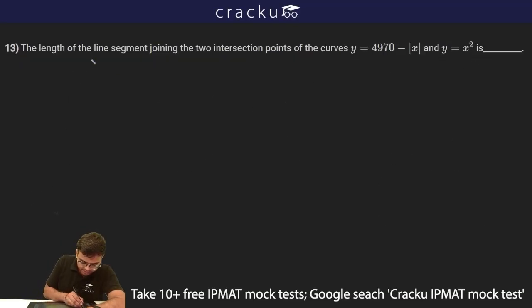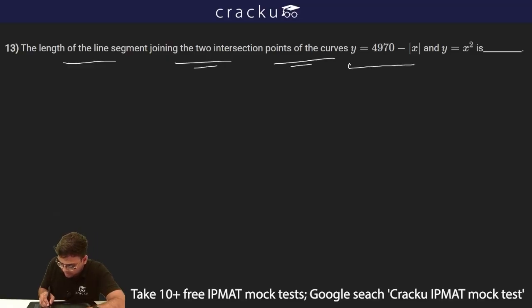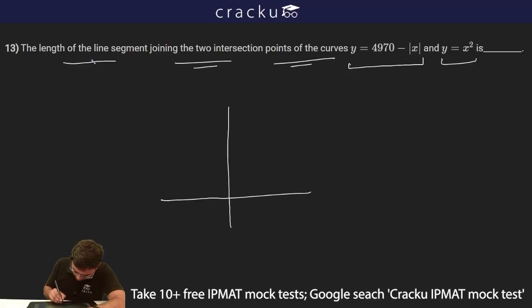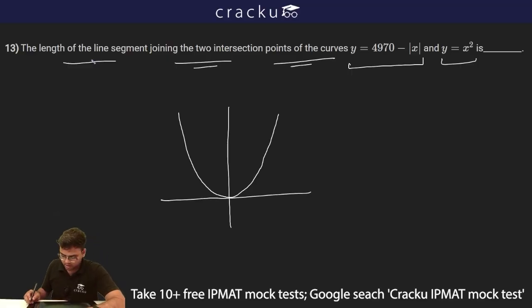The next question is saying the length of the line segment joining the 2 intersection points of the curves y is equal to 4970 minus mod x and y is equal to x square. So we have to first of all draw the diagrams of these. So y is equal to x square will be something like this. Now we need y is equal to 4970 minus mod x. So we know mod x is like this.